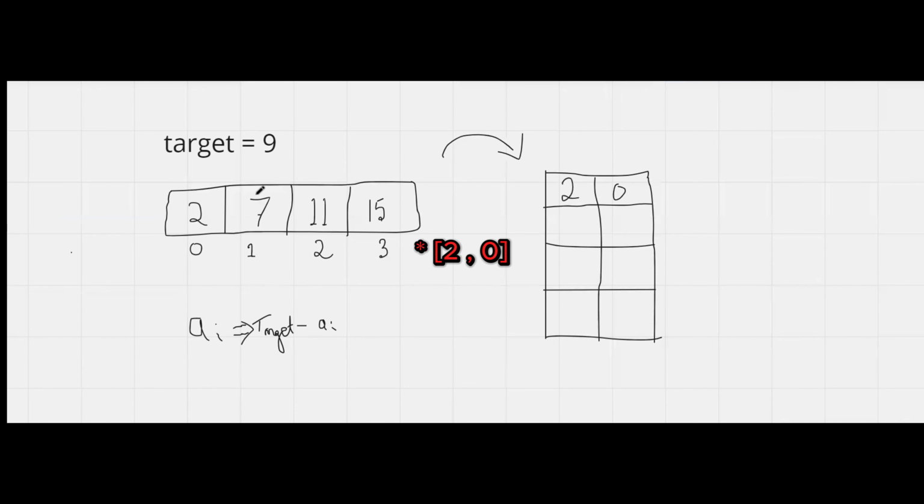Now we are at the element 7, and at first we have to check whether 9 minus 7 is present in the map or not. 9 minus 7 is 2 and 2 is present in the map. So we have to return the index of 9 minus 7, that means 2, which is 0, and the index of 7, which is 1. So in the first example, the answer will be 0 and 1. Now, I hope you understand the algorithm. Now let's move on to the code.